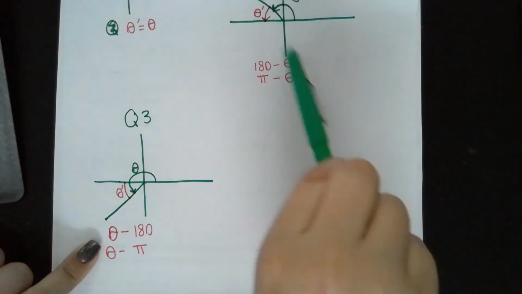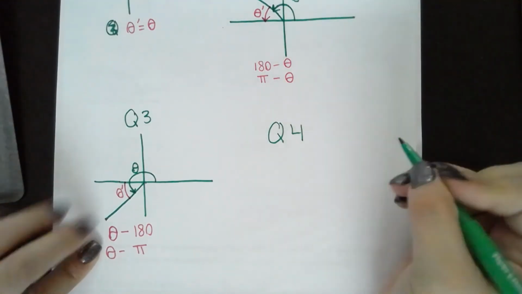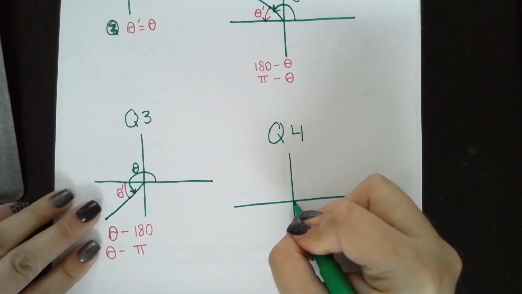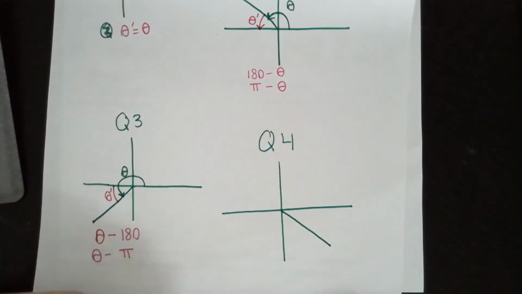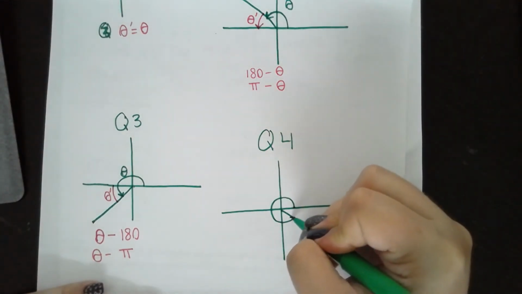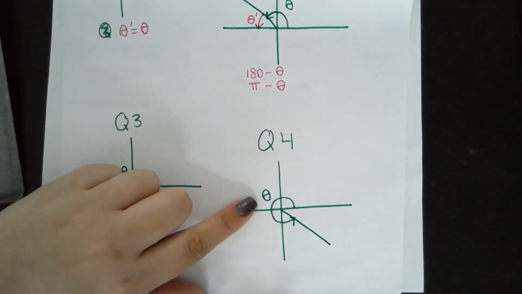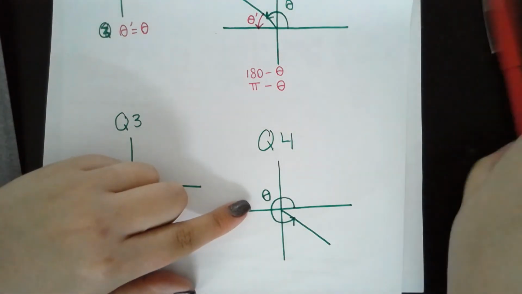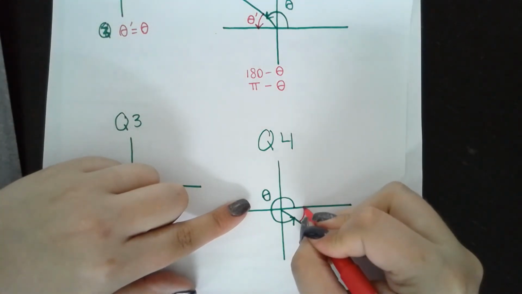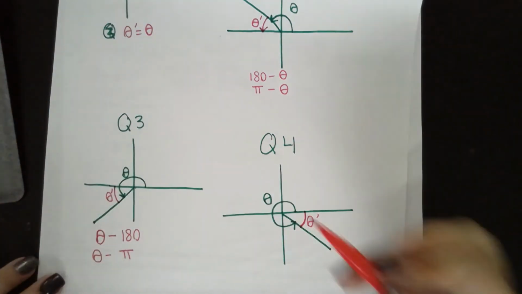So you have quadrant 1, 2, 3, and last is quadrant 4. So for this one, quadrant 4 is here. Okay, this is the initial side. This goes to the terminal side. This is theta. That's our given angle in green. The reference angle is formed by the terminal side to the x-axis, the acute angle. So that's going to be here. It's like the completion of the full circle, but it's this one.